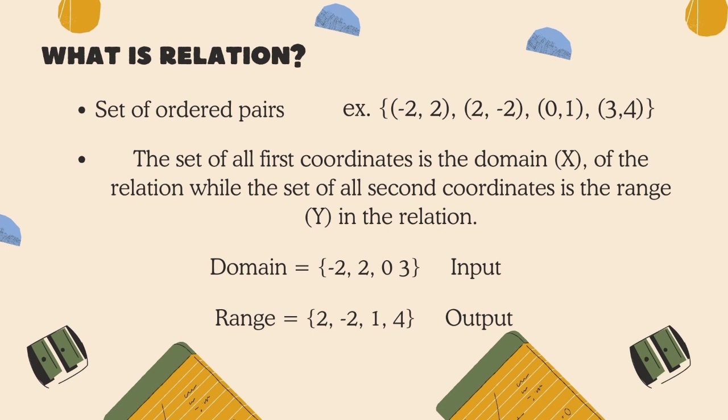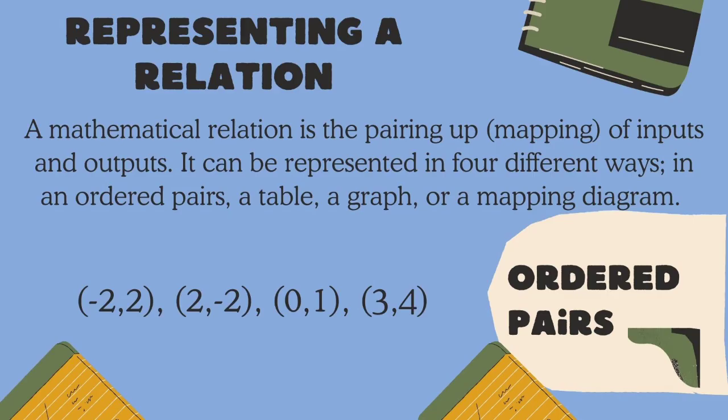When we say domain, this is what we call the input, while the range is what we call the output of the ordered pairs in a relation. So, let's proceed to the representation of relation. It says here, a mathematical relation is the pairing up or mapping of inputs and outputs. It can be represented in 4 different ways: in ordered pairs, a table, a graph, or a mapping diagram.